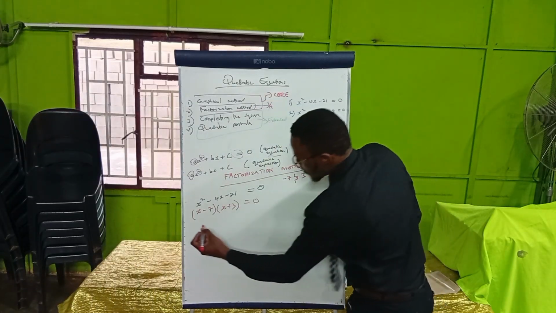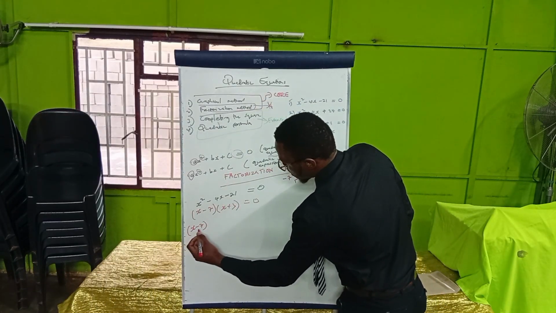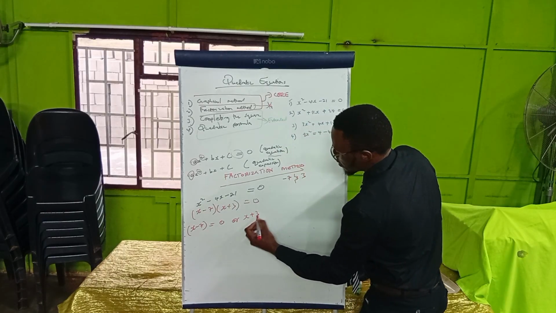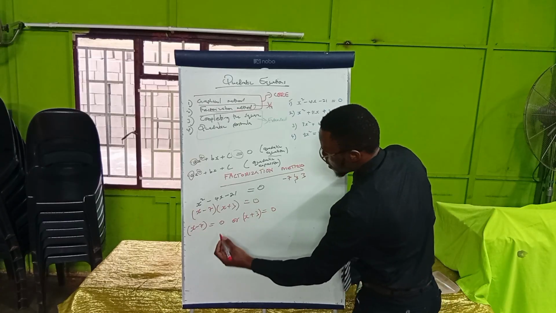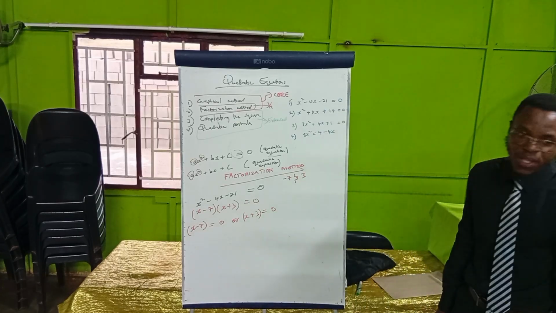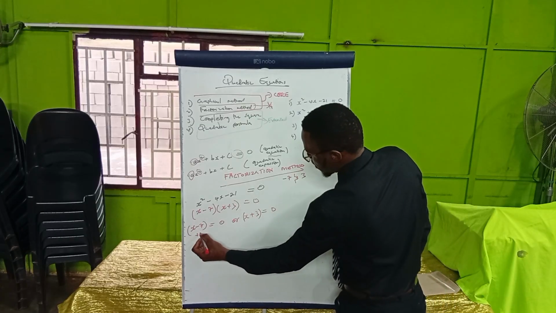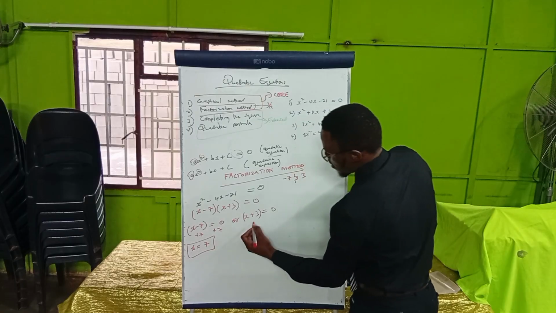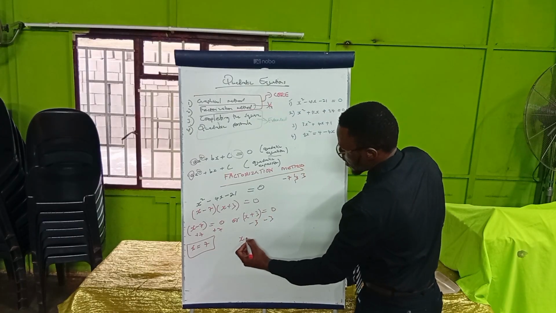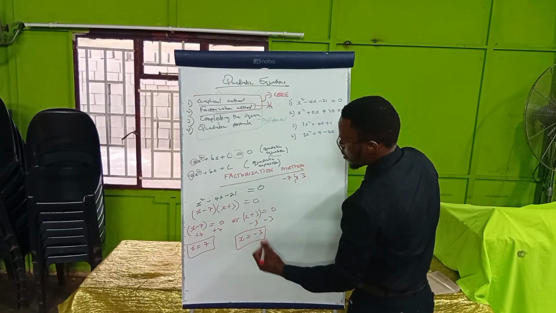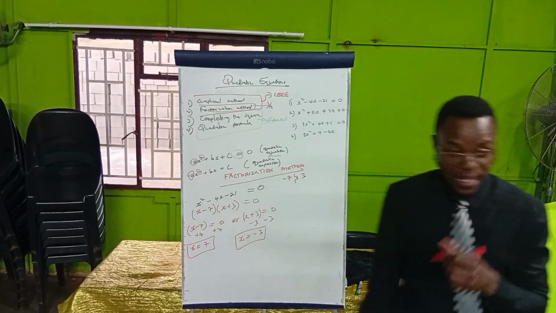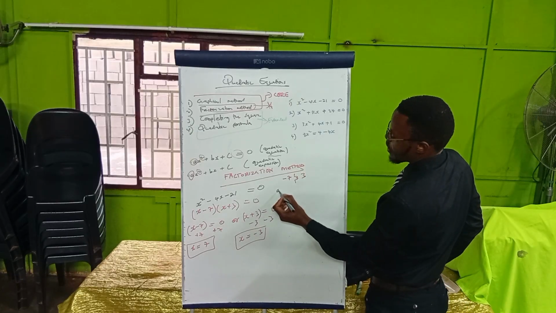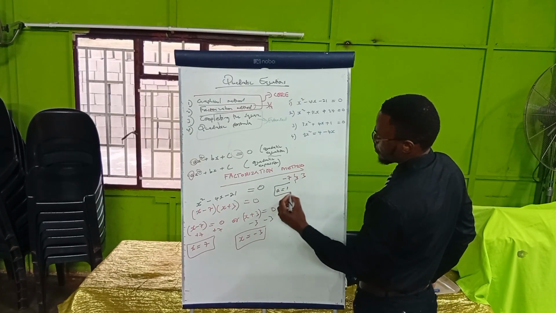Now, because I'm forming a double bracket, x minus 7 will be equal to 0, or x plus 3 is equal to 0. Then to solve this is just a linear equation, so it's easy. Plus 7, x is equal to positive 7, and minus 3, x is equal to negative 3. So this is how we solve in a case where the value of a is equal to 1.